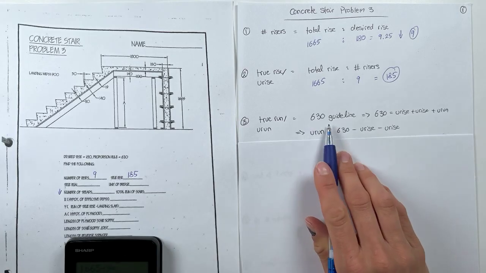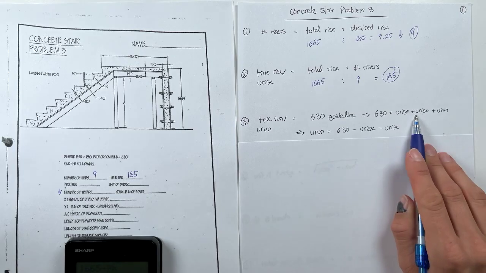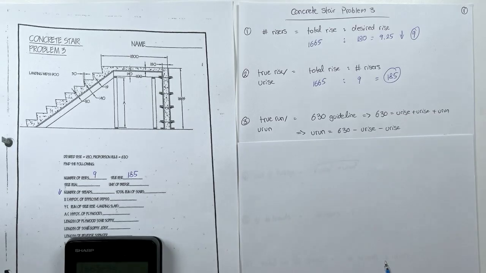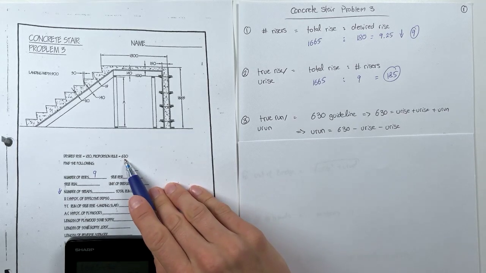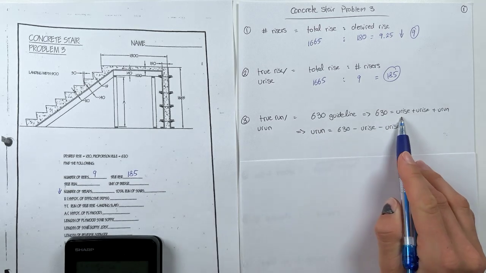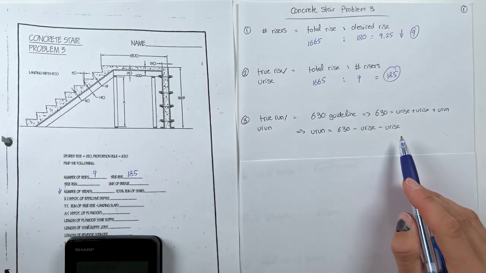And this particular one is 630. To achieve 630, we take the unit rise, twice, plus the unit run. We should come out with 630 or thereabouts, and that is considered a comfortable stair. That is all the guideline is, a proportion rule, and a worksheet will always give you that. If they want you to use one, they will give you that. So for the unit run, we have 630 equals twice the unit rise plus unit run. If we want to find the unit run, we just flip these around.